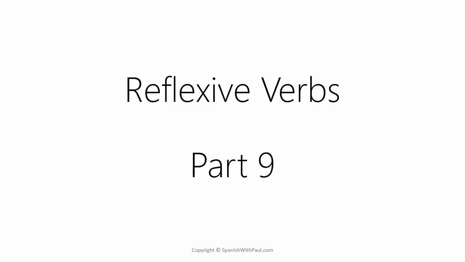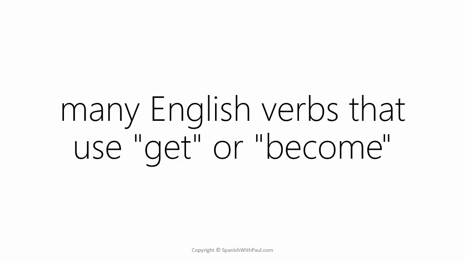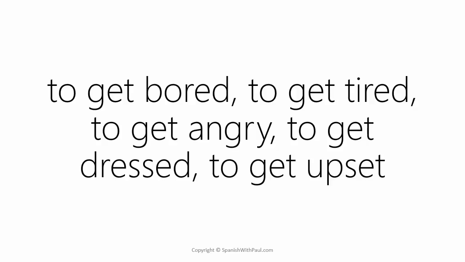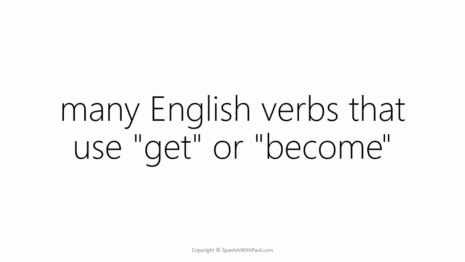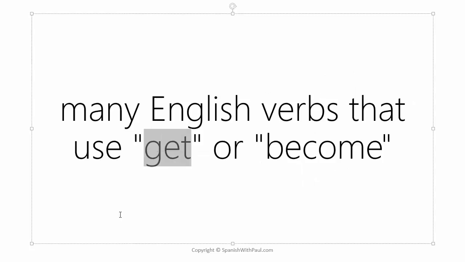Welcome to part 9. Many verbs in English use get or become. Examples of these would be to get bored, to get tired, to get angry, to get dressed, to get upset, or to get distracted, and so on and so forth. We can also exchange this word get for become: to become bored, to become tired, to become angry, to become upset. In most cases, we can interchange the words get or become.